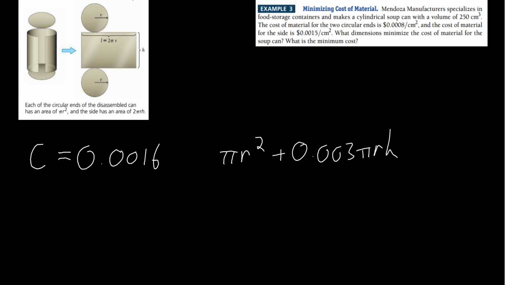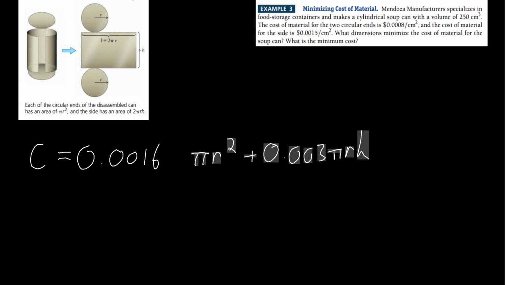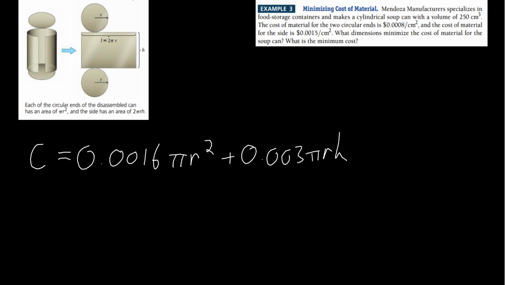And let's move this a little bit closer. There. All right, so now I kind of have my cost function. Okay, but there's a problem with this cost function. What's that problem? Well, I have R and I have H. I have two unknowns, and in order to solve this, I need to have just one of these unknowns.